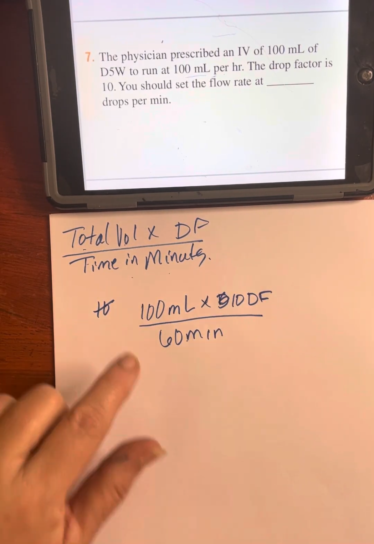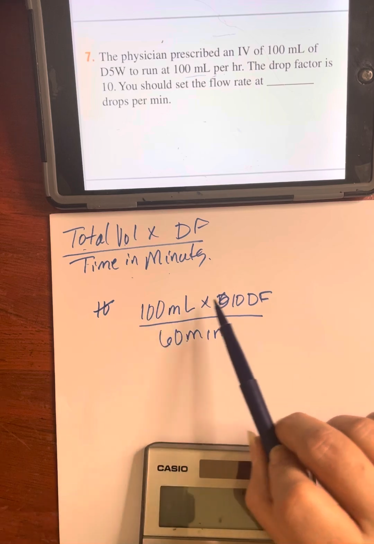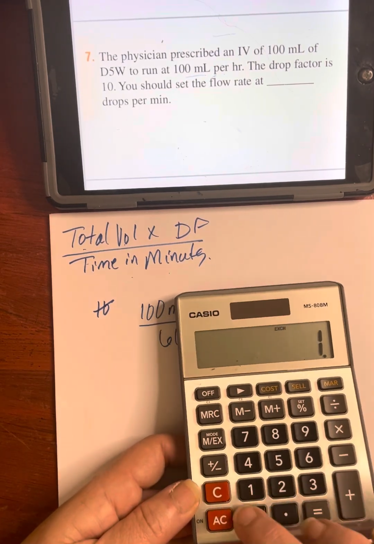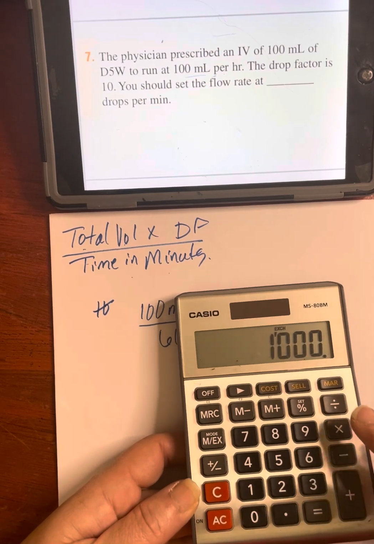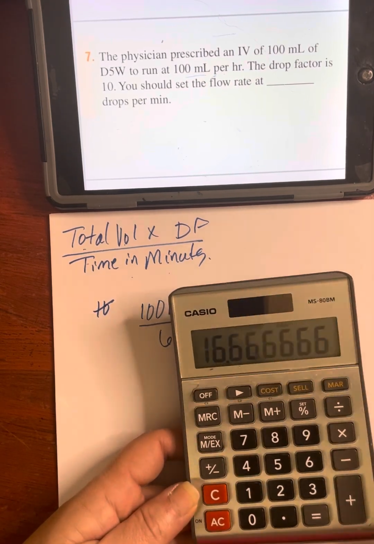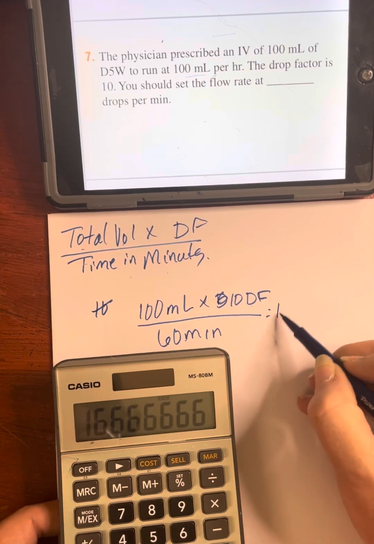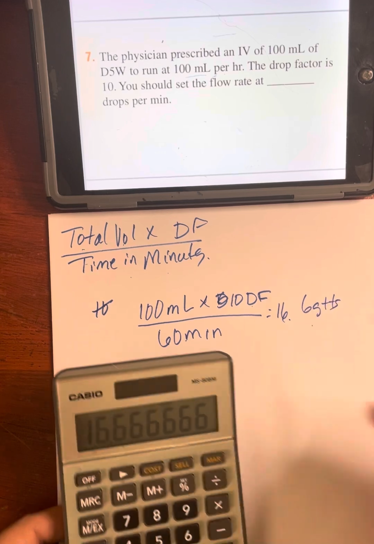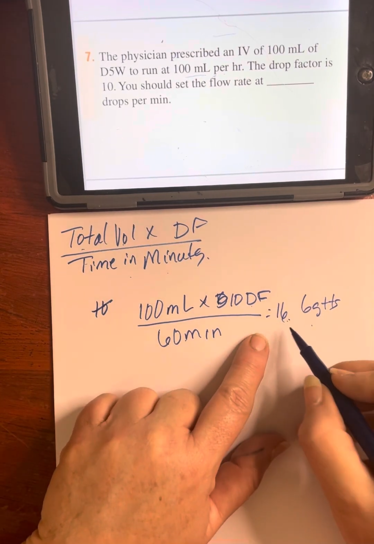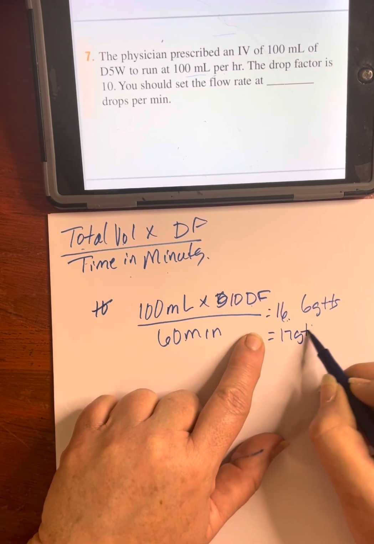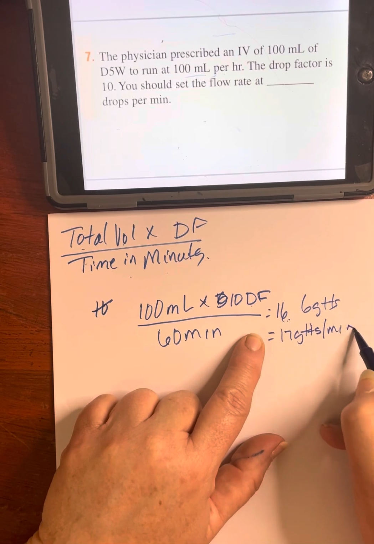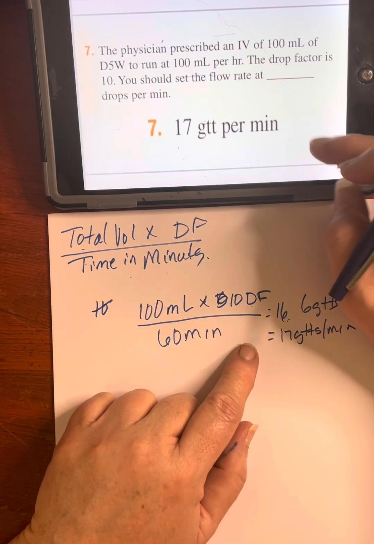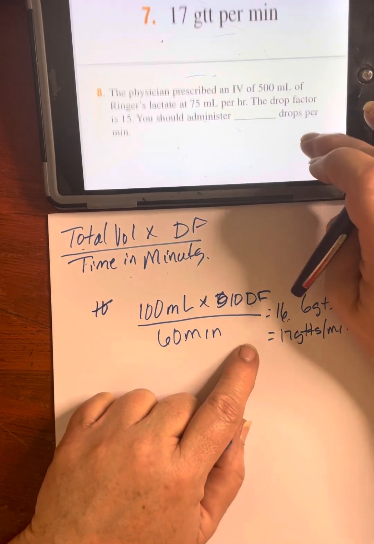We're going to do all the math on the top and divide it by the number on the bottom. So we're doing 100 times 10, divided by 60 equals 16.6 drops. The 6 is going to make this 6 a 7, so it'd be 17 drops per minute. Look, we saved them. Okay, let's do another one.